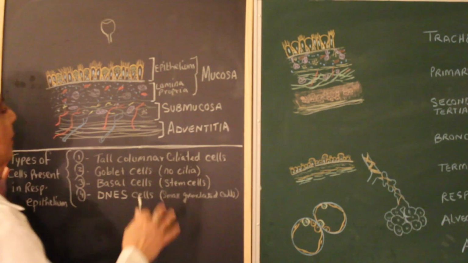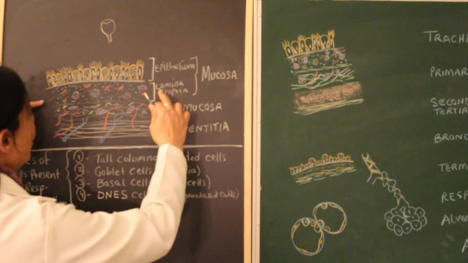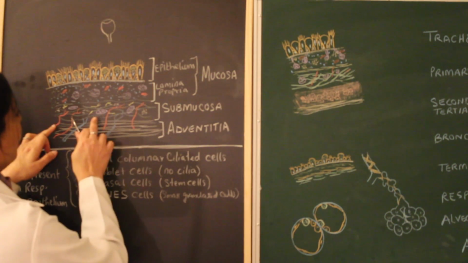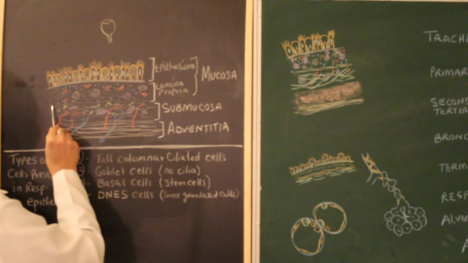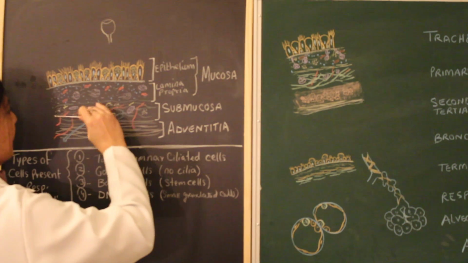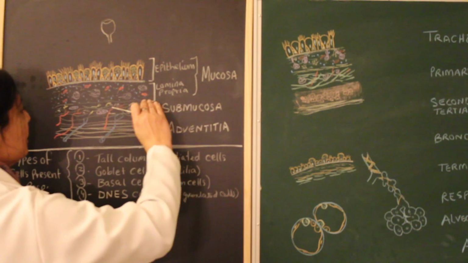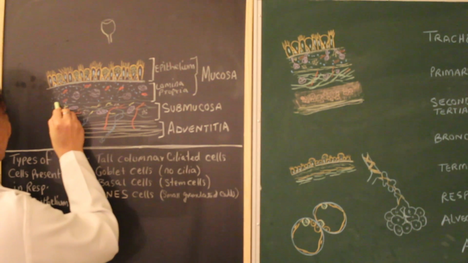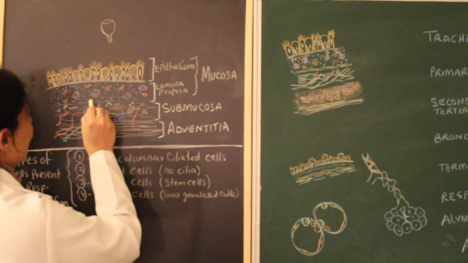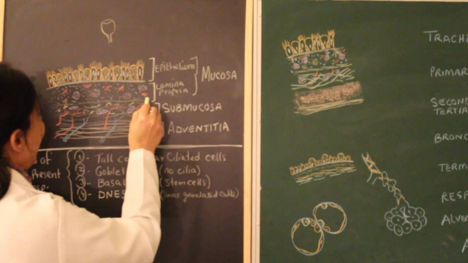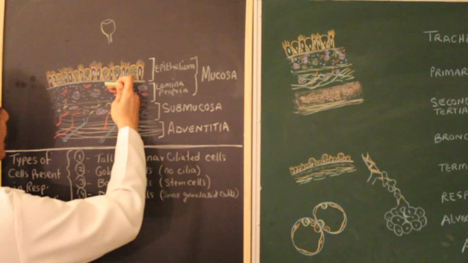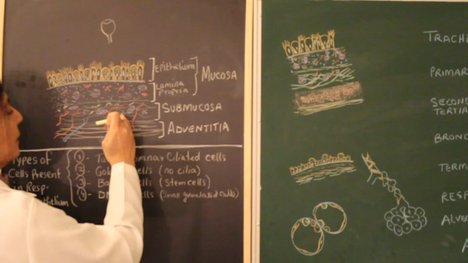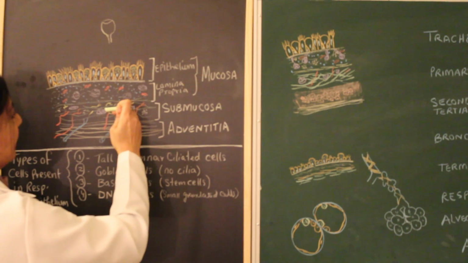Alright, enough of the epithelium. Now, below the mucosa, which is composed of epithelium and lamina propria, what do we have? The submucosa. By the way, the lamina propria ends at a point where it is having a thick band of elastic tissue. Okay? An elastic lamina is separating the lamina propria from the submucosa, which is lying underneath it.